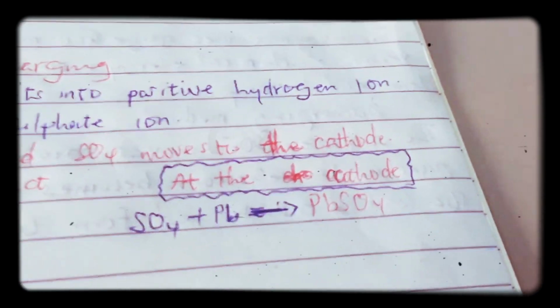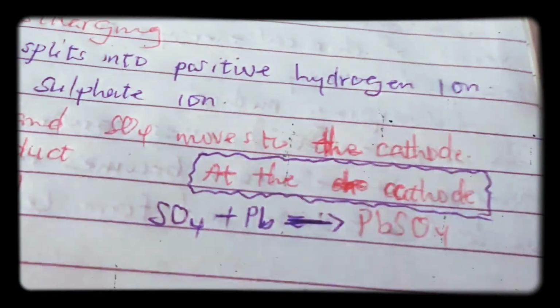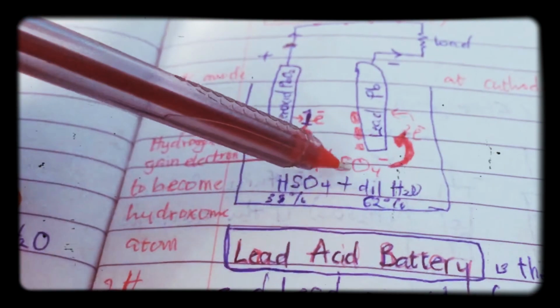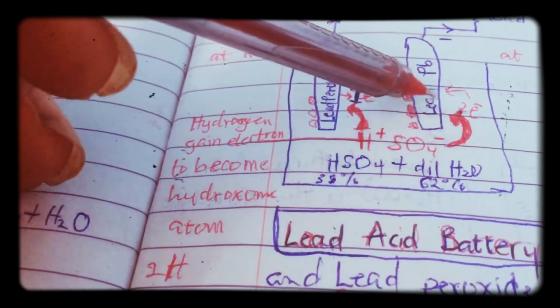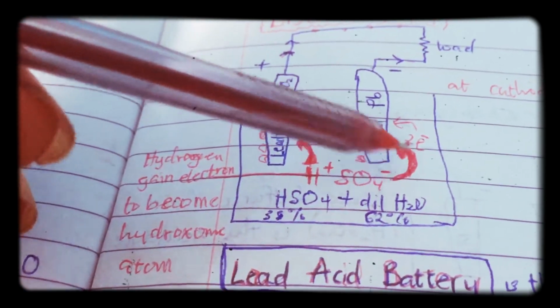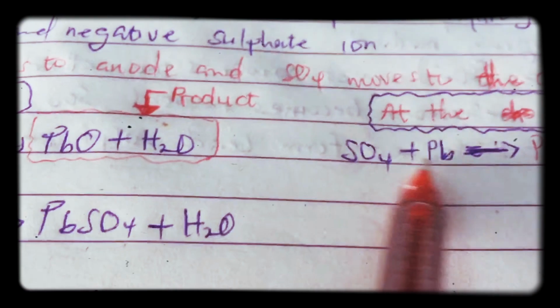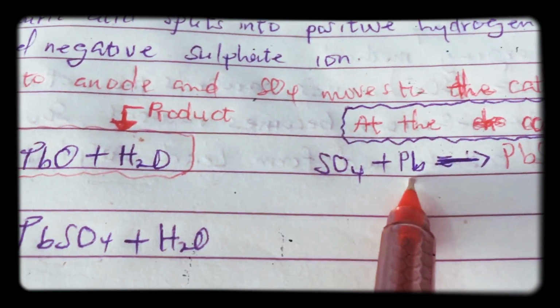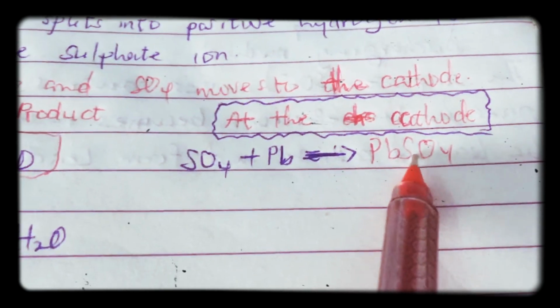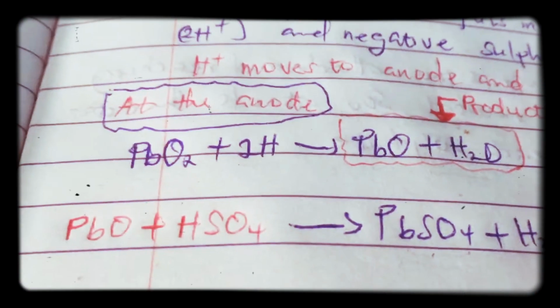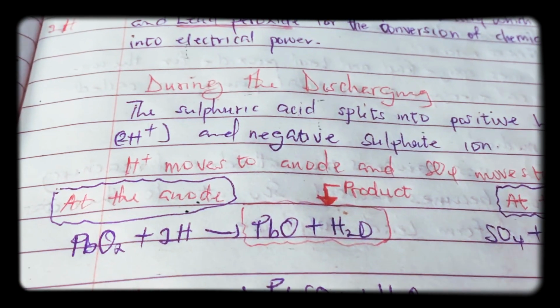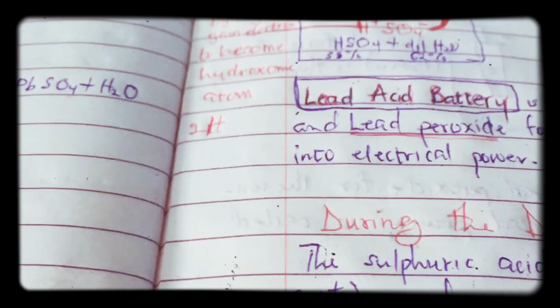Let's move on to the reaction that goes on at the cathode. Let's look at the diagram. After the sulfuric acid splits, the sulfate ions move to the lead, which releases 2 electrons to the lead. The sulfate ions reacting with the lead produce PbSO4. This is the product here. This is what happens during the discharging of the lead acid battery.